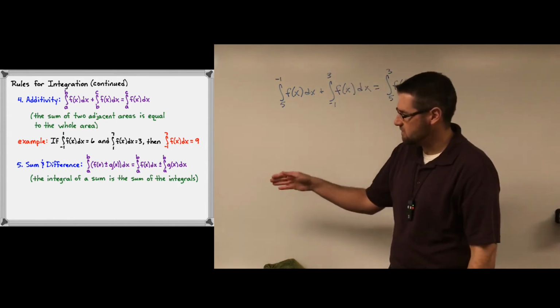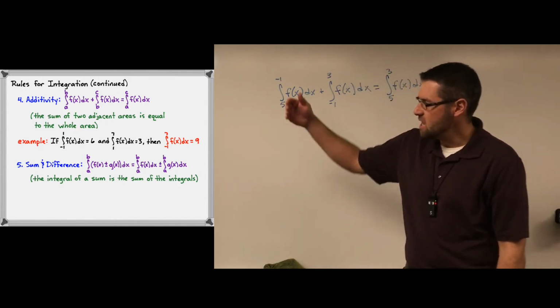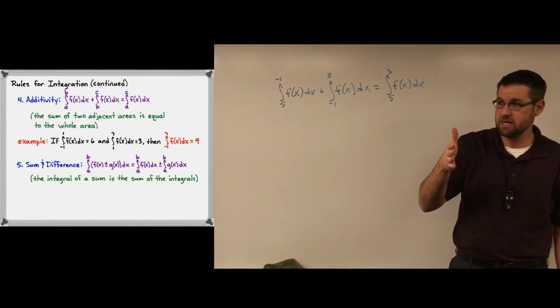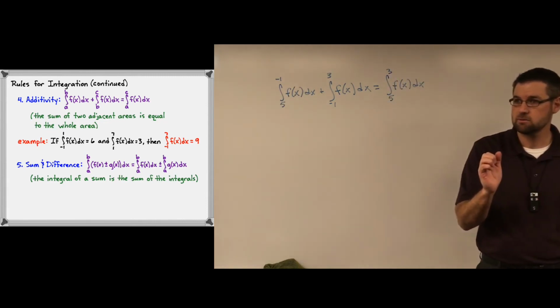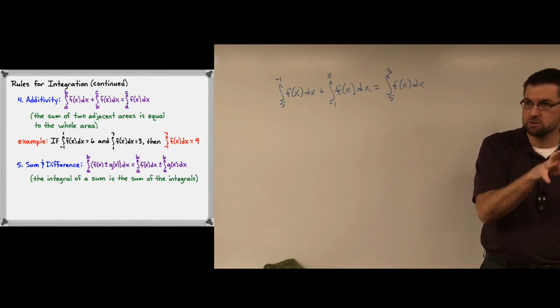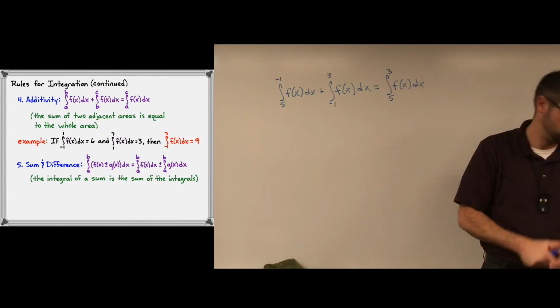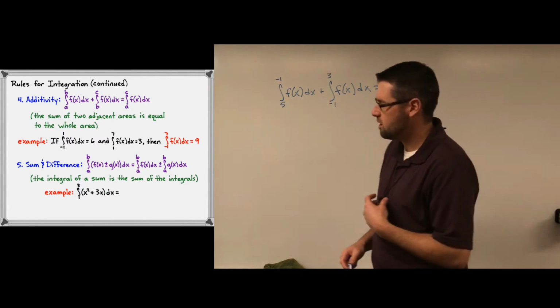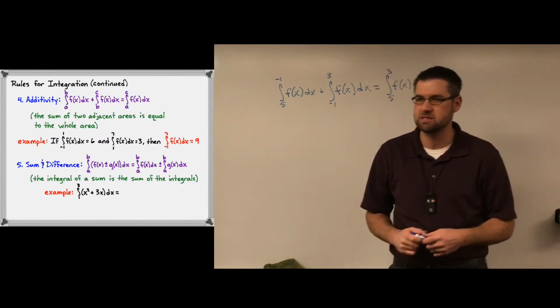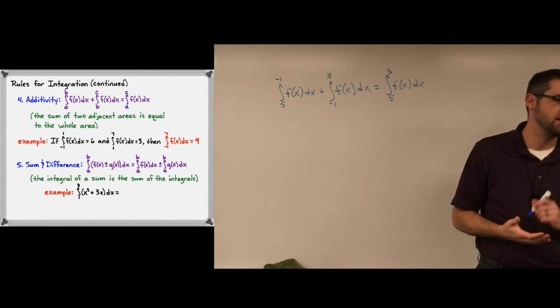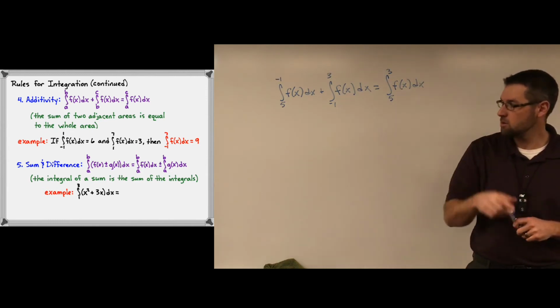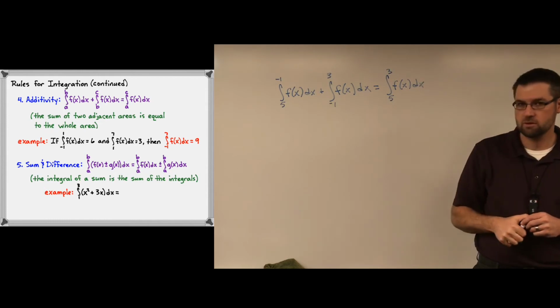Anyways, the integral of the sum is the sum of the integrals, and that makes sense. If I'm taking the integral of a sum, that's the same as taking the sum of the two integrals. Right? It kind of makes sense. Here's the example. The integral from 1 to 3 of x squared plus 3x dx. How could I break that down? The integral from 1 to 3 of x squared dx plus the integral from 1 to 3 of 3x dx.